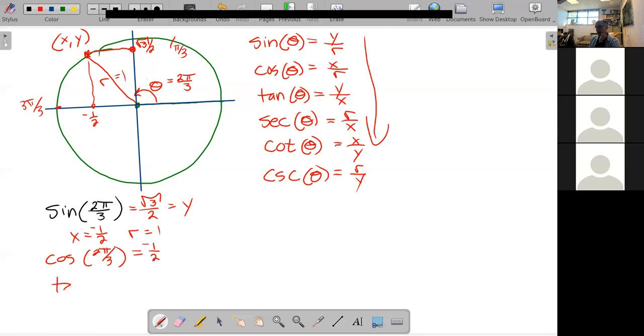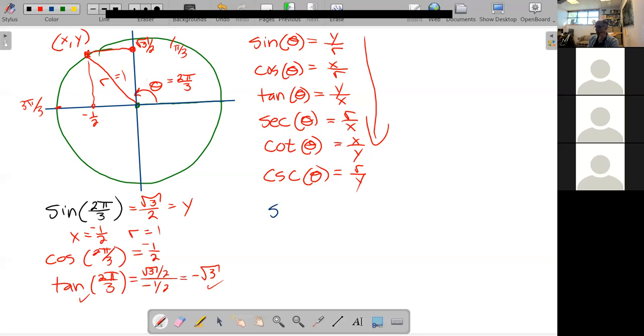Tangent, what's the tangent of 2 pi over 3? Well, remember the tangent is equal to the y value divided by the x value. So that would be y is square root of 3 over 2, x is -1/2. The halves divide out, positive over a negative is a negative, so that should be negative square root of 3. How would I check that? I can just plug this into a calculator, plug that into a calculator, see if they match. Let's keep going.